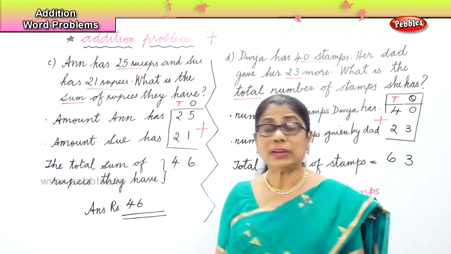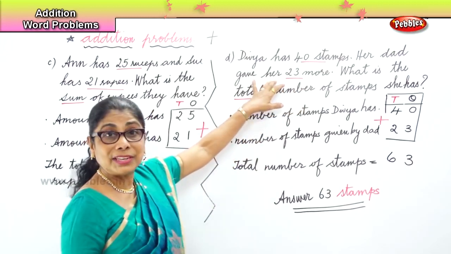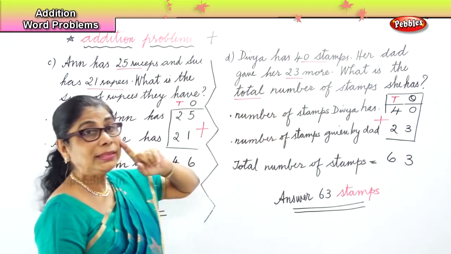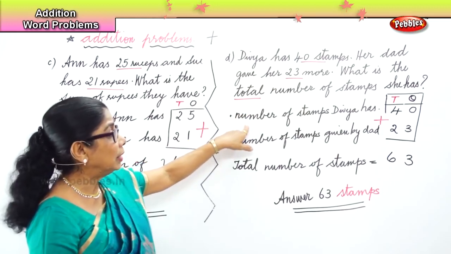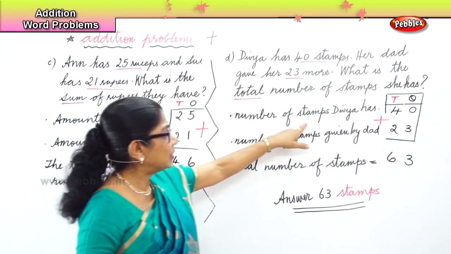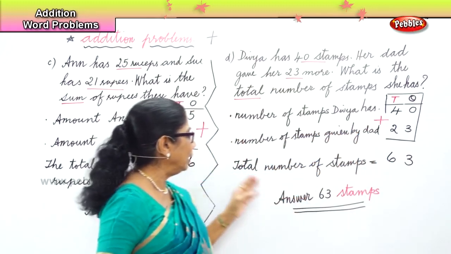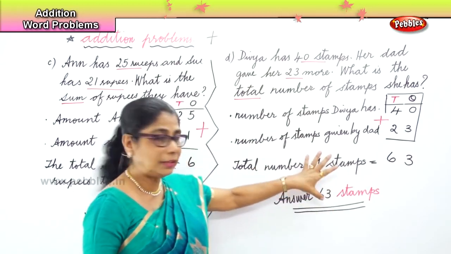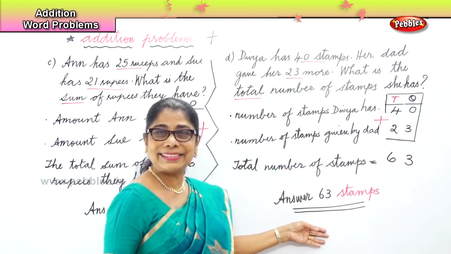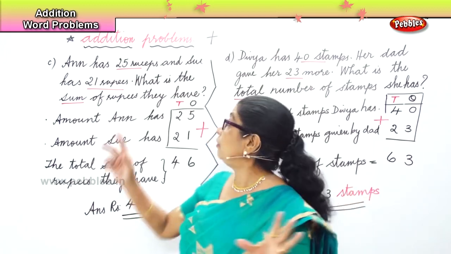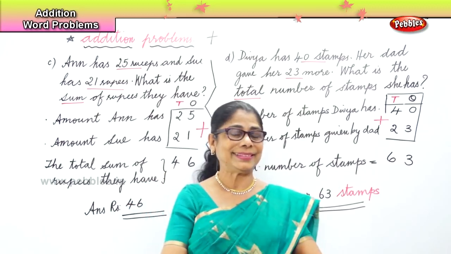How many rupees? 46. Another story is Divya having 40 stamps and her dad gives her 23 more stamps. And the question is, what is the total number of stamps she has now? So the statement is, number of stamps Divya has 40, number of stamps given by dad 23, total number of stamps Divya has is 63. 40 plus 23, 63 stamps. So we learn to identify the words sum, total meaning plus.